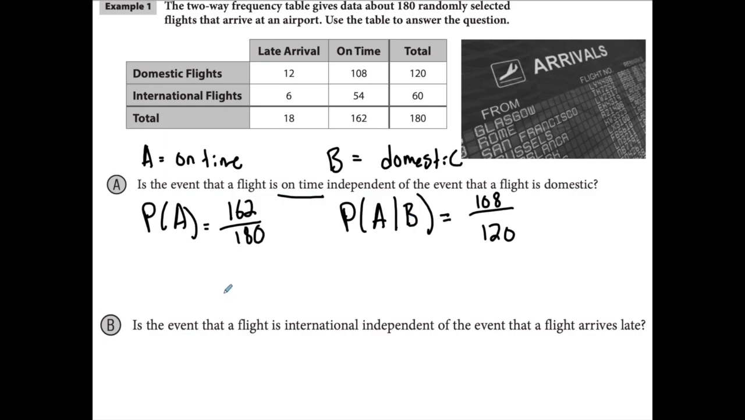So when I do 162 out of 180, what I get is 90%. I had a decimal originally, but it should be 90%. When I do 108 out of 120, I also get 90%. So therefore, the probability that a flight is on time is equal to the probability that it's on time given that the flight is domestic. So these things are independent.